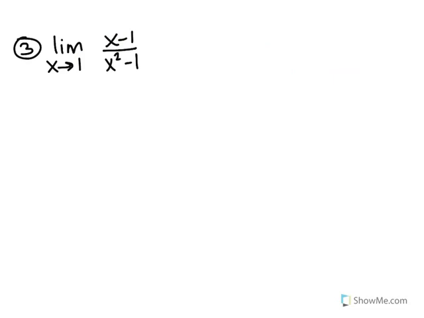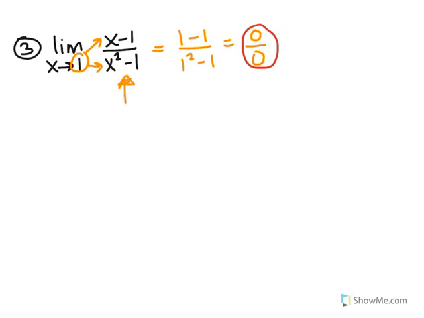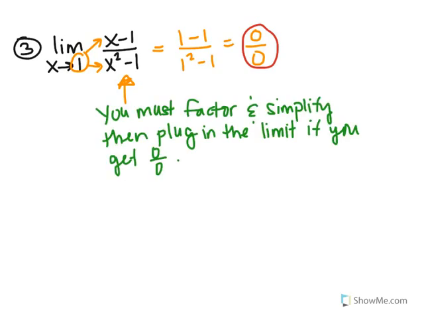In this next example, we want to find the limit as x approaches 1 of this expression right here. We're going to plug it in, and when we do that, we end up getting 1 minus 1 over 1 squared minus 1, and then you get 0 over 0, and this is a problem. 0 over 0 is undefined, so if you get this, you're going to have to work with this expression. You're going to try to simplify by factoring the expression to see if you can then plug in the value that way. So again, if you get 0 over 0, this is a red flag. You have to do something else.